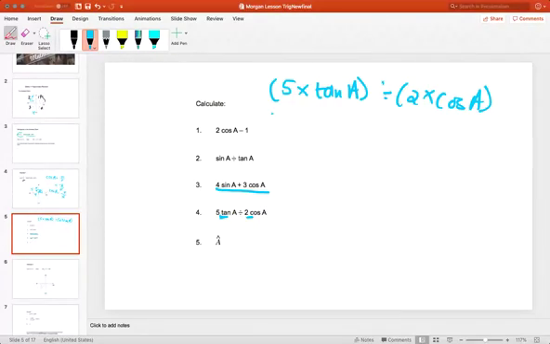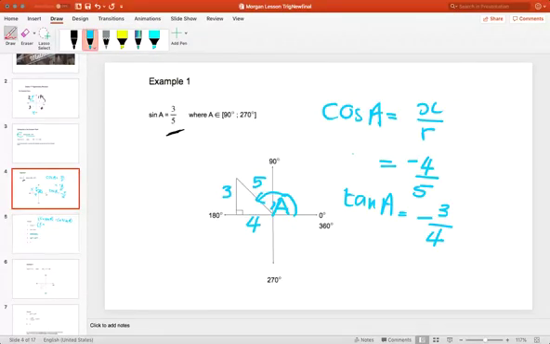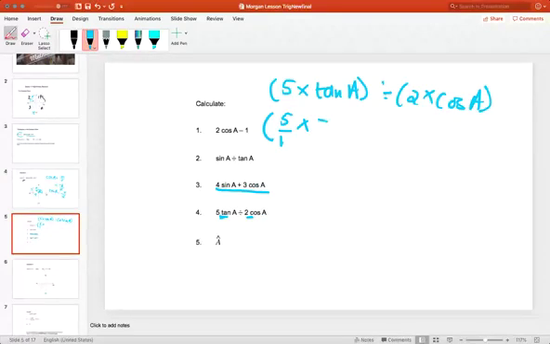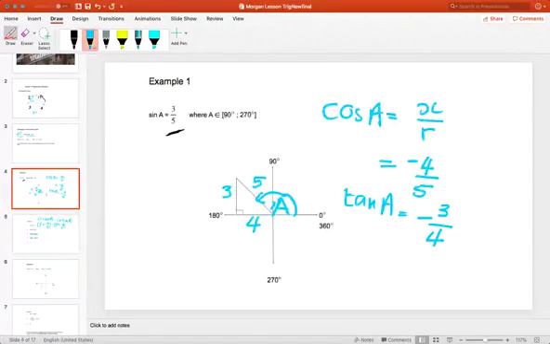So if we come back here, 5/1 times, if we go back up here, we had tan was negative 3/4, so negative 3/4. Now I've shown that as a substitution. Then we're going to have 2 over 1 times, and then we had cos was negative 4 over 5. So where does this 3 over 4 and this 4 over 5 come from? It comes from here. It comes from our Cartesian plane.